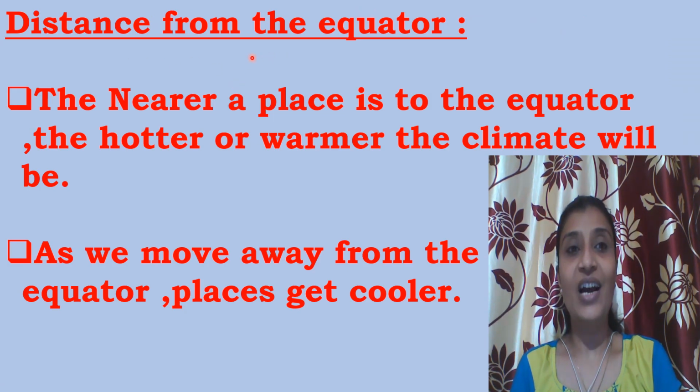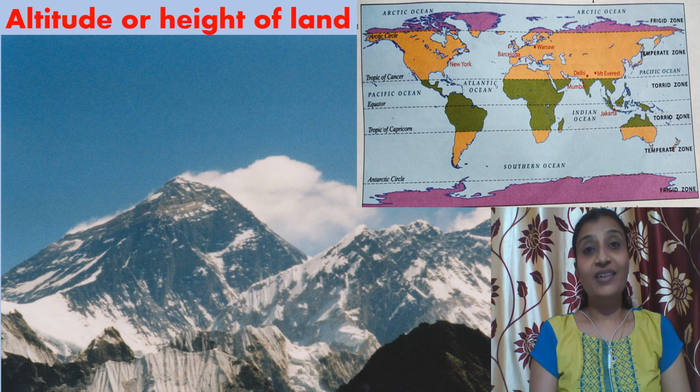Read this, children, now. The nearer a place is to the equator, the hotter or warmer the climate will be. And as we move away from the equator, places get cooler. Children, now pay attention to this.